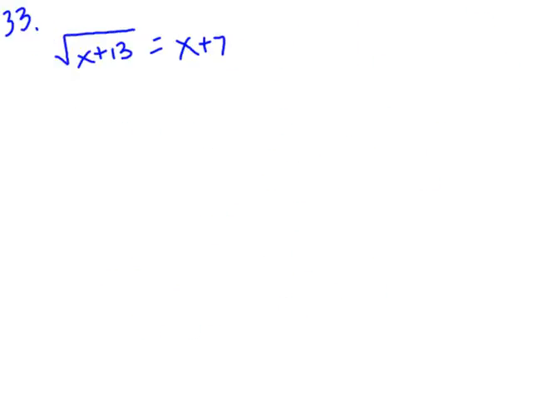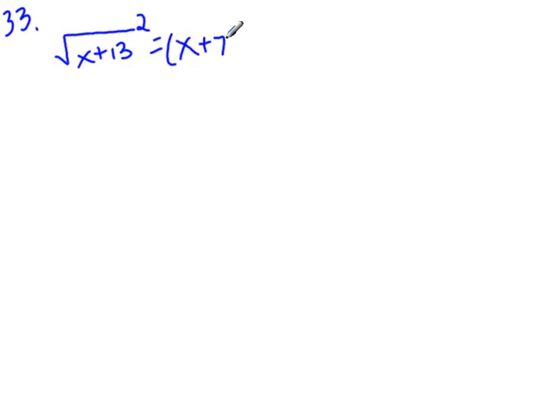Okay, number 33 says solve the given equation and check. And that means we're trying to find the value of x. I have one underneath a radical sign and one outside. So to get the one that's underneath the radical out of that, I need to square that side, because a square and a radical cancel each other out.